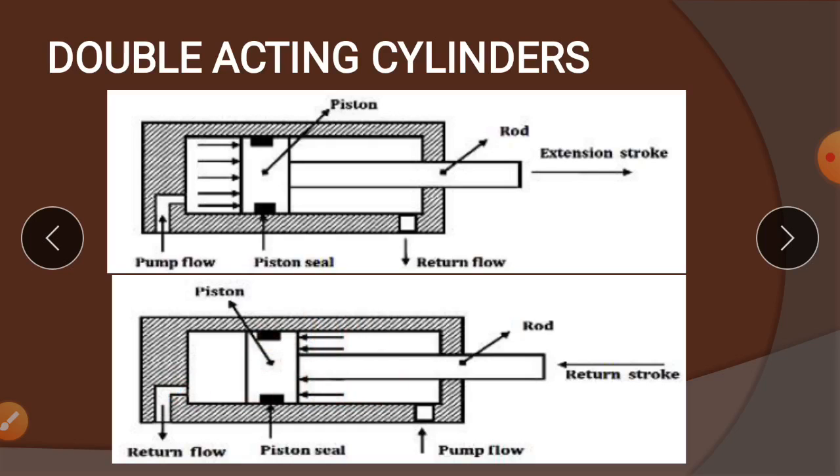According to this diagram, it will force the piston to move left side, and whatever liquid is trapped here or filled here, because of the pressure of this piston, it will be expelled out through this port to the reservoir. So like that, the extension stroke and return stroke are carried out in this double acting cylinder.